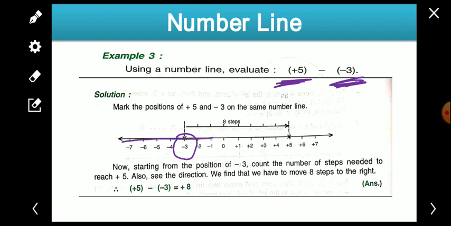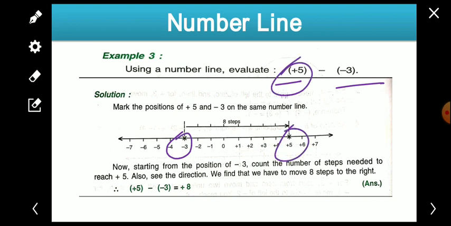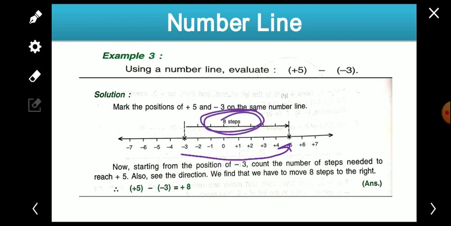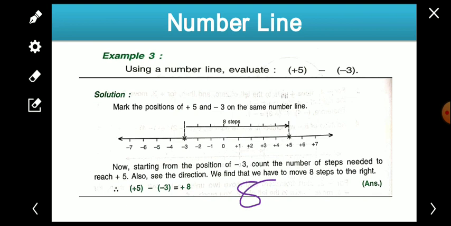First we will draw the number line and label the numbers, and after that we will mark both the numbers. Minus 3 has been marked and then plus 5 has been marked. Now we will start moving from the second number, which is minus 3, towards the first number, plus 5. We count the number of steps, 1, 2, 3, like this, and you reach here, and you see that you have moved 8 steps. So we will write 8, and we have moved towards the right, so it will be positive.